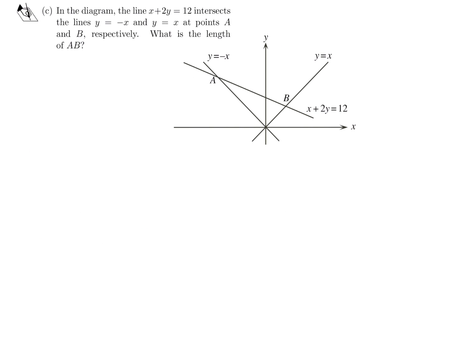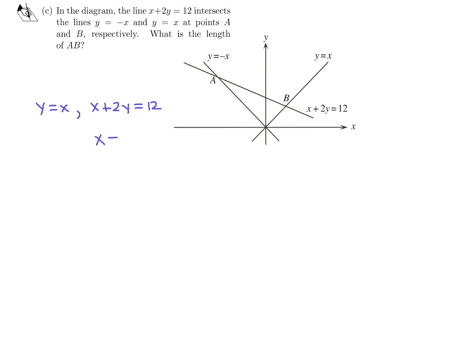In the diagram, the line x plus 2y is equal to 12 intersects the lines y is equal to minus x and y equals x at points A and B respectively. What is the length of AB? So we've got this line intersecting this line here, so let's figure that out first. That's going to be y is equal to x, and x plus 2y is equal to 12, so we're going to probably have to isolate for one of these. Doesn't really matter which one, but obviously we have to isolate for one.